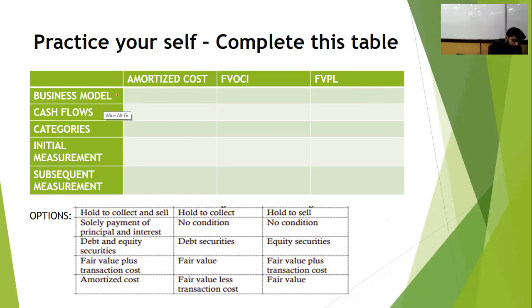If I discuss with you, what is the business model in amortized cost? Is it hold to collect and sell, or is it for sell purposes, or is it hold to collect? Yes, for amortized cost, it is hold to collect. Exactly, hold to collect. And what about fair value through OCI? It is hold to collect, and you may also sell. And for fair value through P&L, it is specifically for sell purposes.